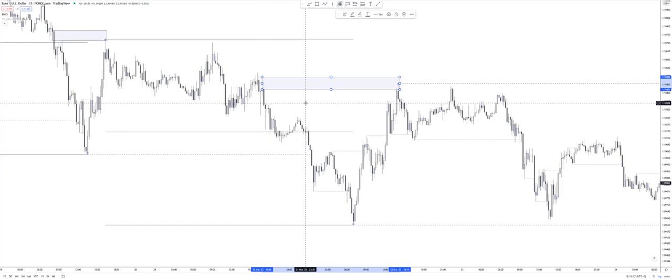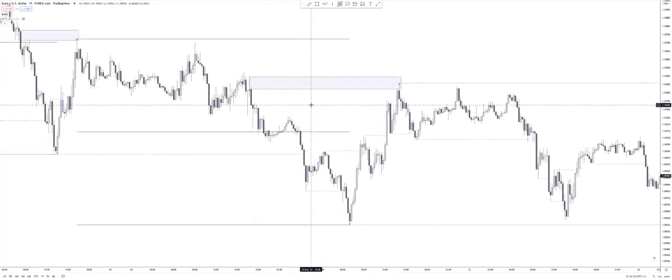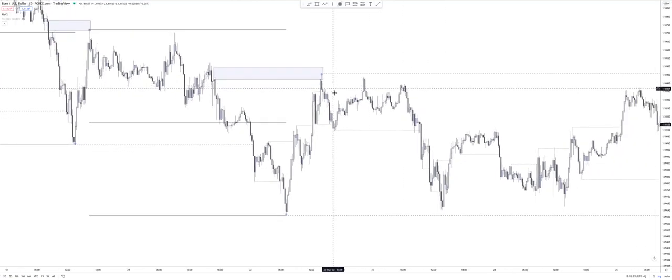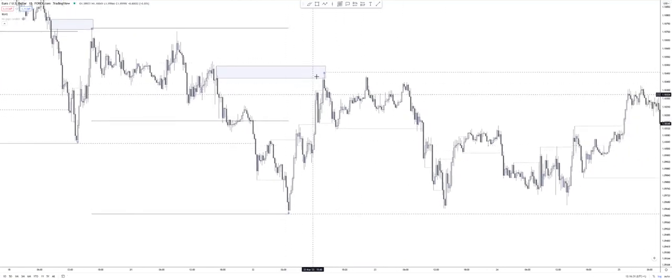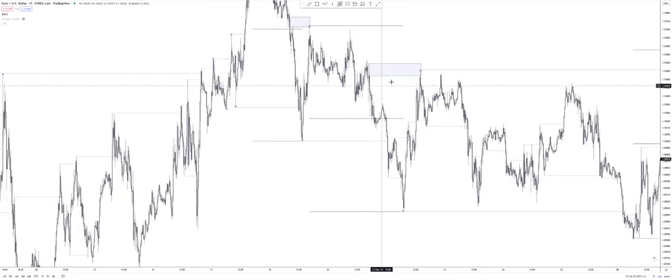It just depends how big it is and how much you want to refine your zones down, and we'll go a bit more into refining down zones later in the course, a bit more advanced supply and demand stuff. But just for now, this is absolutely fine, and as you can see, that mitigated that and ultimately went on to break the major structure to the downside, and that was very much in the premium of the previous leg.